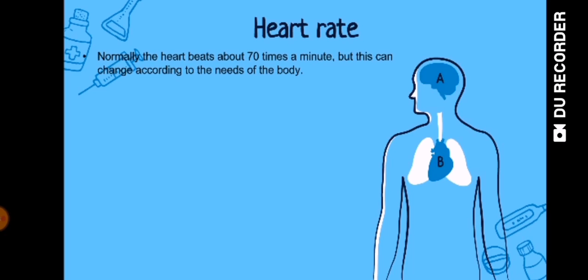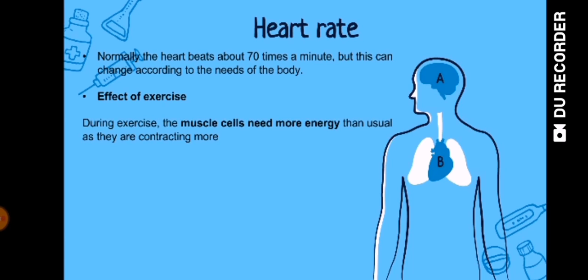The changes in the heart rate are easily observed by measuring the pulse rate at the wrist or side of the neck. We can measure our pulse rate in two areas, in your wrist and in your neck.